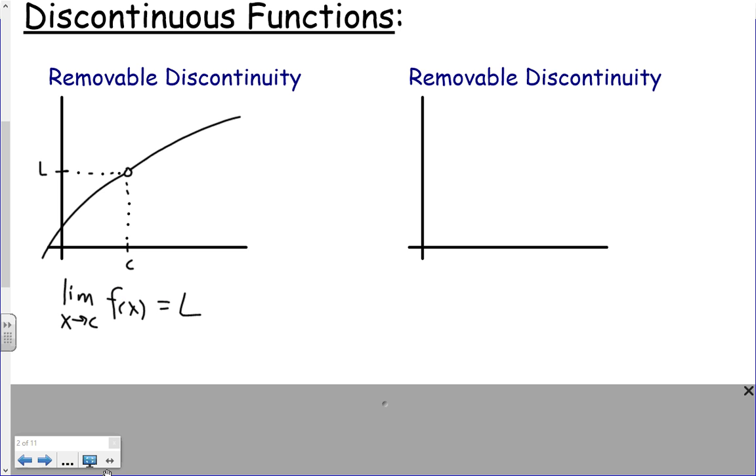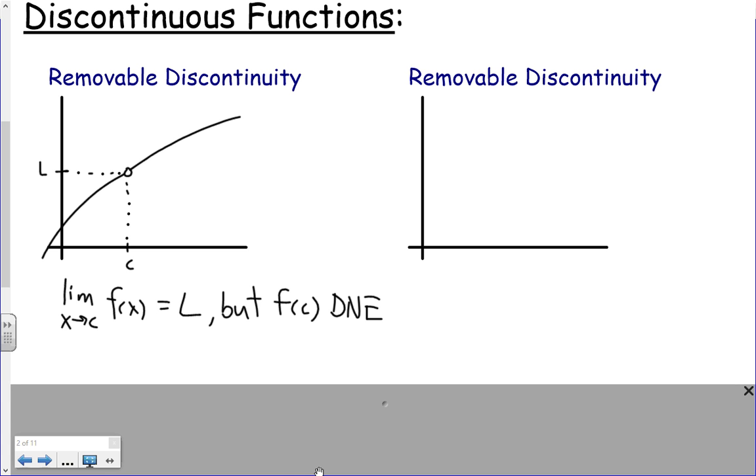From our previous work, I think we can all agree that that limit is L, even though there's a hole there. So the limit exists, it's equal to L. But the problem that we have here is that f of c does not exist. That seems to be our problem there. The function has a limit, but the function value does not exist.